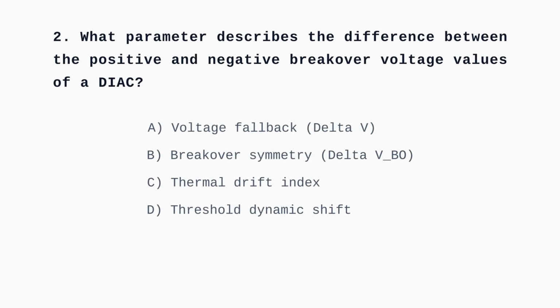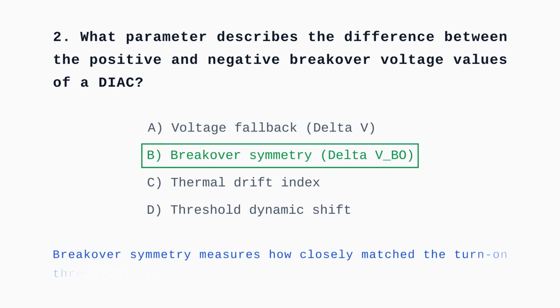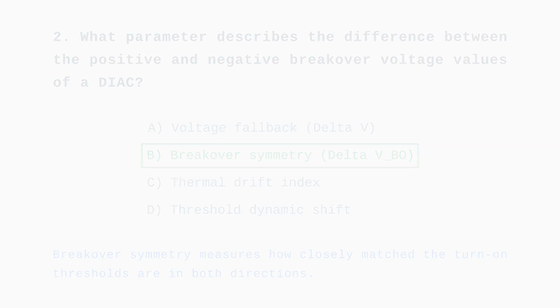Question 2. What parameter describes the difference between the positive and negative breakover voltage values of a DIAC? Breakover symmetry, or delta VBO, measures the absolute voltage difference between positive and negative breakdown limits. This is typically controlled to within 3 to 4 volts.